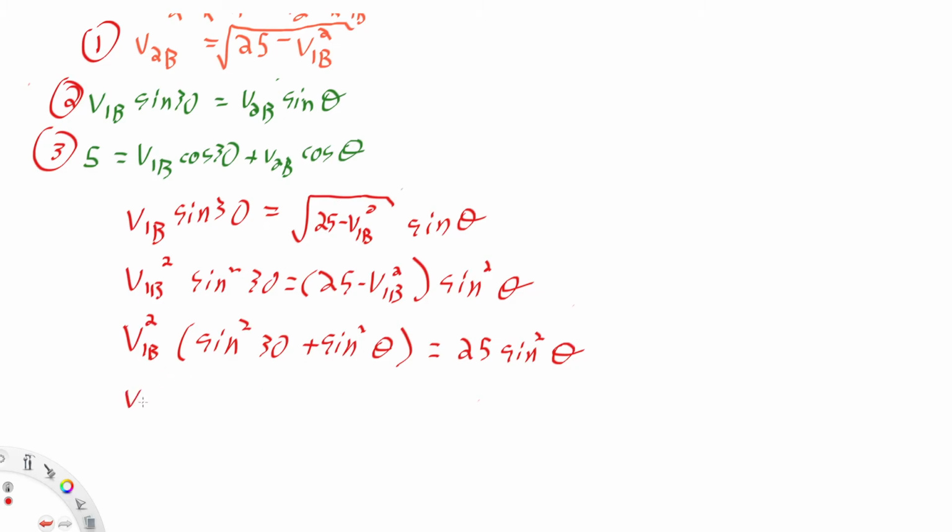Can you repeat what you did in the step before this to isolate the v1b squared? So on the right-hand side, we did a little distribution. So we get 25 sine squared theta minus v1b squared sine squared theta. And then this term, we add this term to both sides to get it over to the left. And then we factor out a v1b squared. Got it. Thank you. Okay.